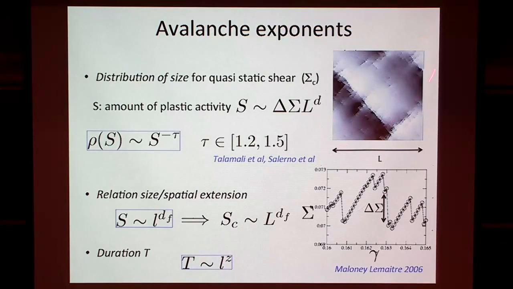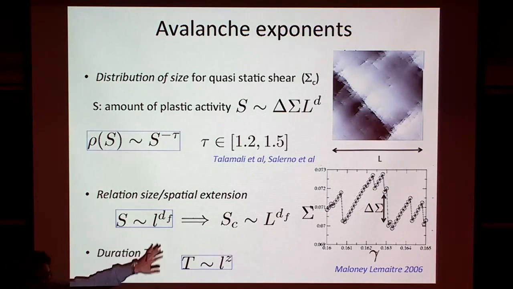So you can define a size of an avalanche S. Okay? So what you like to capture is the number of plastic events that you had. So one way to define it, for example, is to look at the drop of stress that occurred during an avalanche and multiply it by the system size. So that would be a measure of an avalanche. So there are different definitions, but authors have looked at the distribution of the avalanches, and that is characterized by some exponent tau. So that's the first exponent.